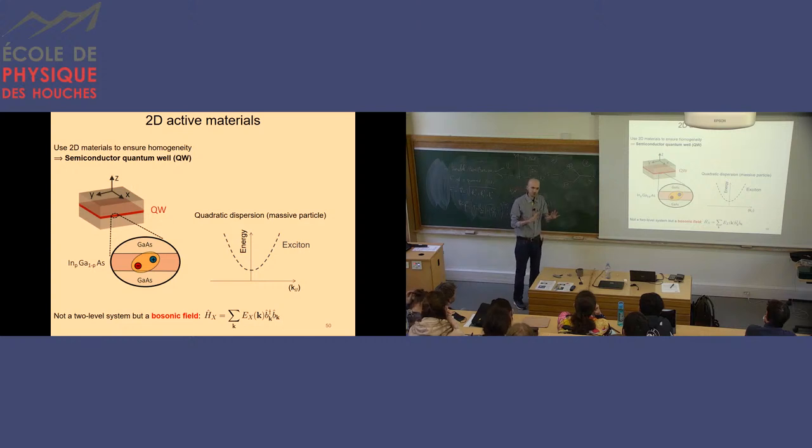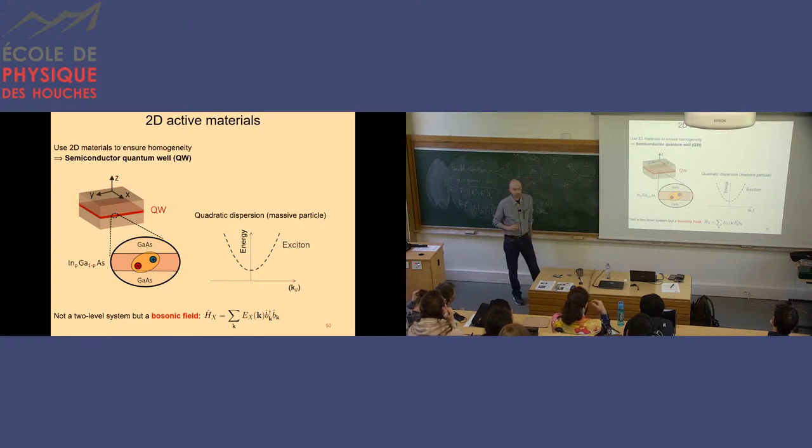But earlier I was focusing, if you want, just on the photonic part. And now we just need to think that, okay, inside this cavity we are adding an active material, which for reasons that I explained is not going to be a two-level system, but is going to be a 2D material, very homogeneous, but whose excitations are described not by just Pauli matrices, but by a bosonic operator B. Okay?